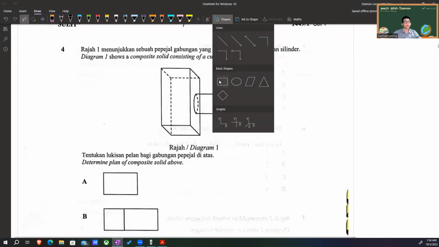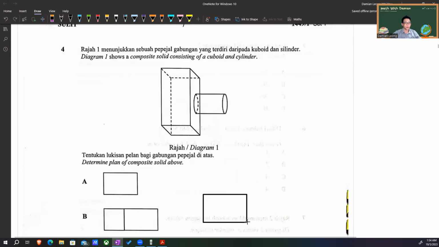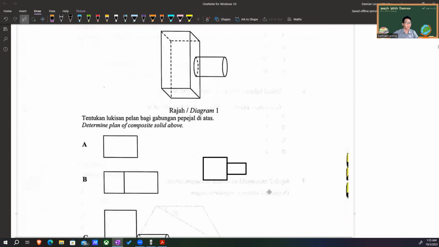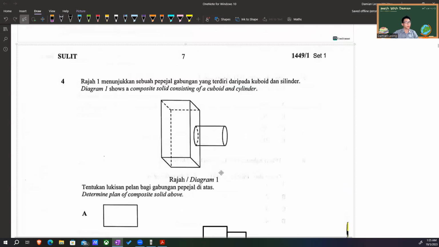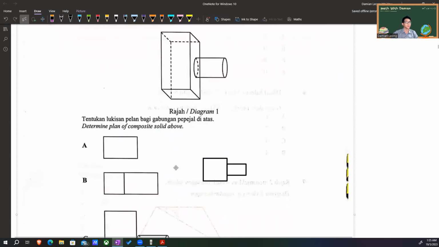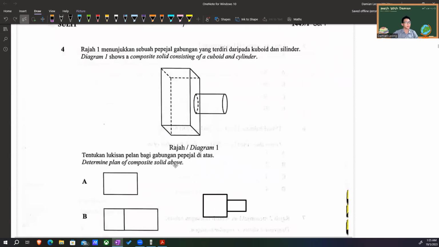So what it would actually look like would be something like this. Yeah, something like that. So this question problem, you can kind of say is a bonus question.